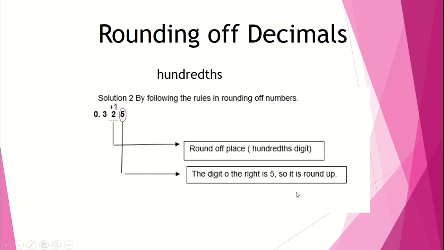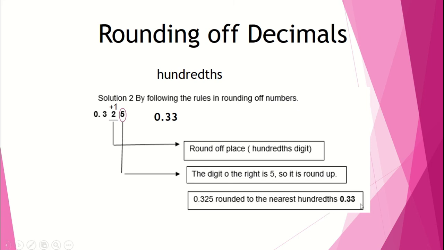Di ba? Pagka 5, 6, 7, and 8, 9, so the number at the right, round up yon. So, mag-a-add lang tayo ng 1 sa 2. And, you will just drop this number. So, tatanggalin mo na to. So, 325 thousandths is 33 hundredths to the nearest hundredths. So, yan lang. So, you will just drop the last number.